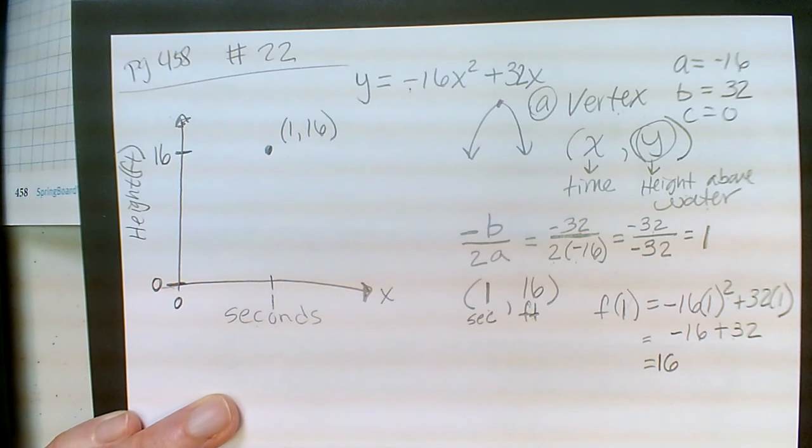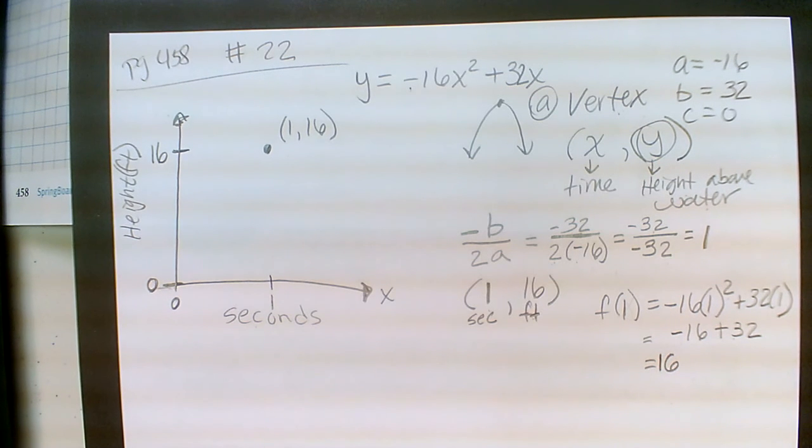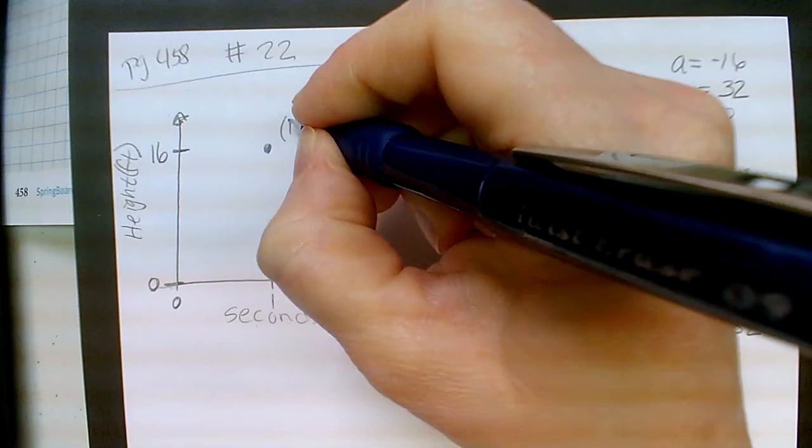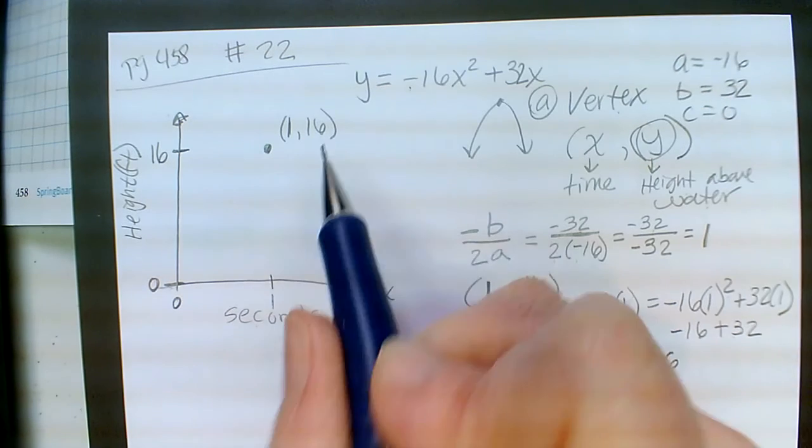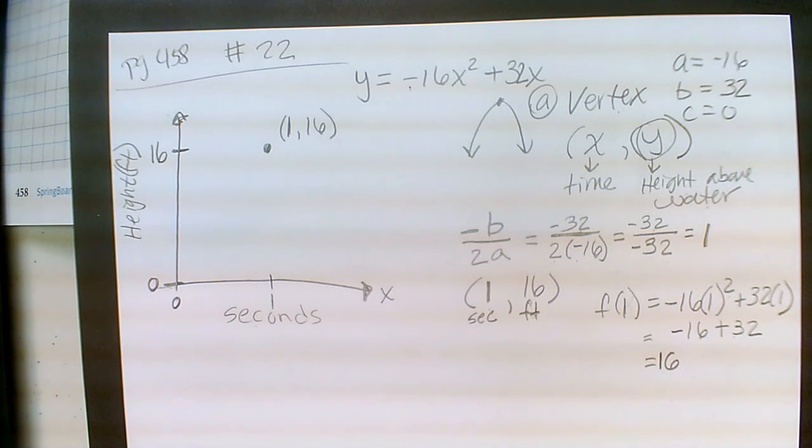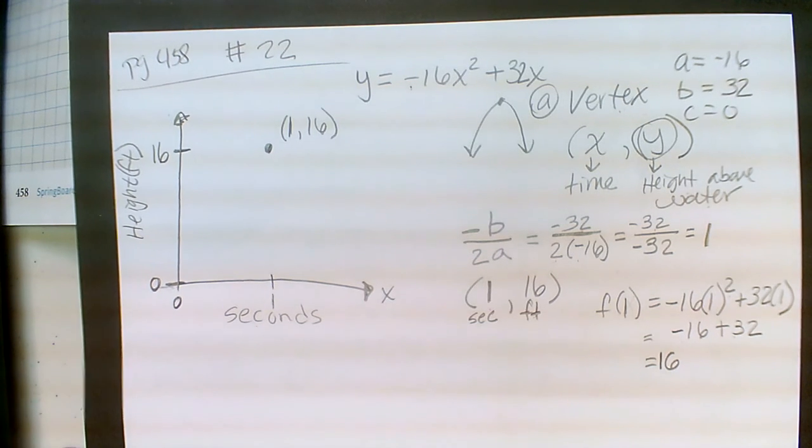So I'm just going to sketch this out on the graph a little bit just so you can get a visual of what's going on. So a second after that whale jumps out of the water, 16 feet in the air. Pretty impressive, okay? All right, that's part A.